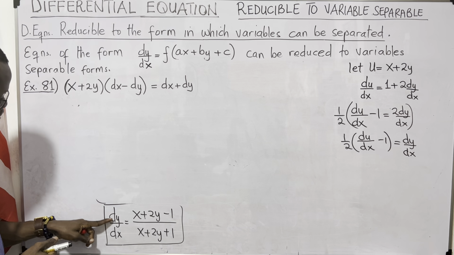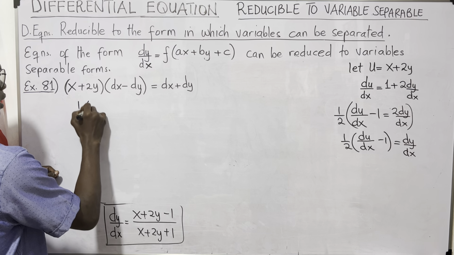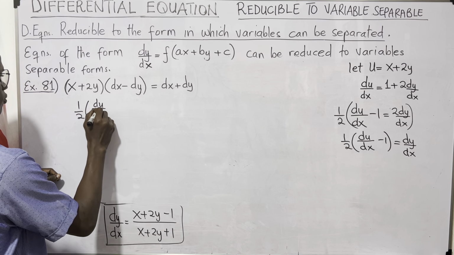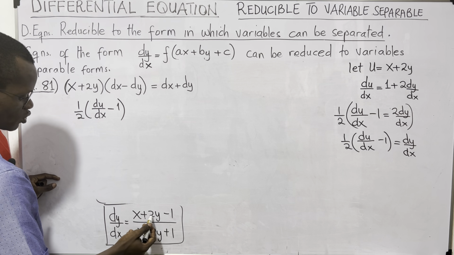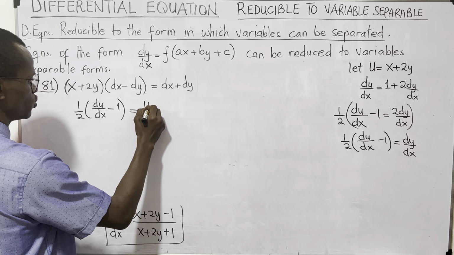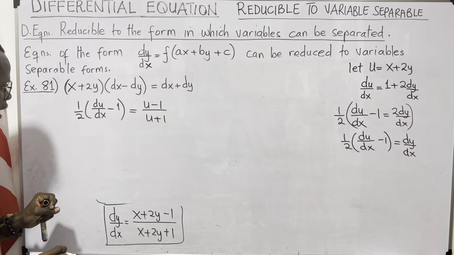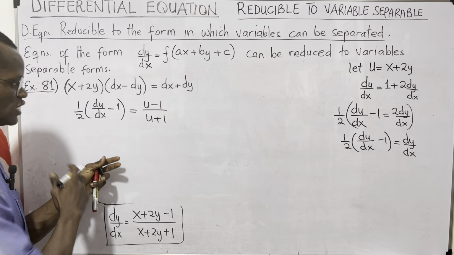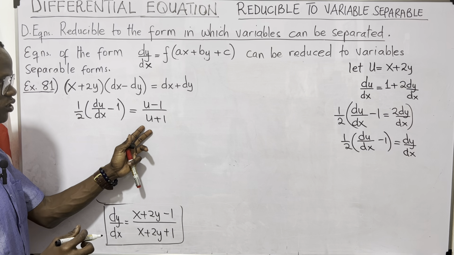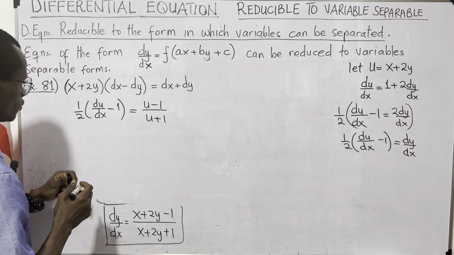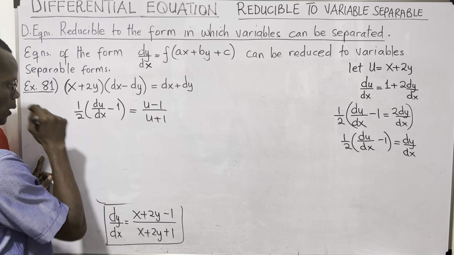So wherever we see dy by dx, we're going to write 1 over 2 times du by dx minus 1. And then wherever we see x plus 2y, we're just going to write u. So it's u minus 1 all over u plus 1. Now our objective is to ensure that we separate all of the expressions with x on one side of the equation and the expressions with y on the other side of the equation. So to do that, we can multiply this 1 over 2 by each term in here.